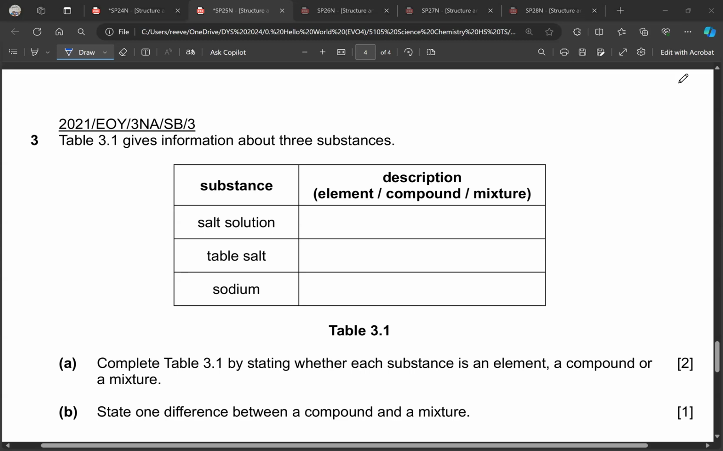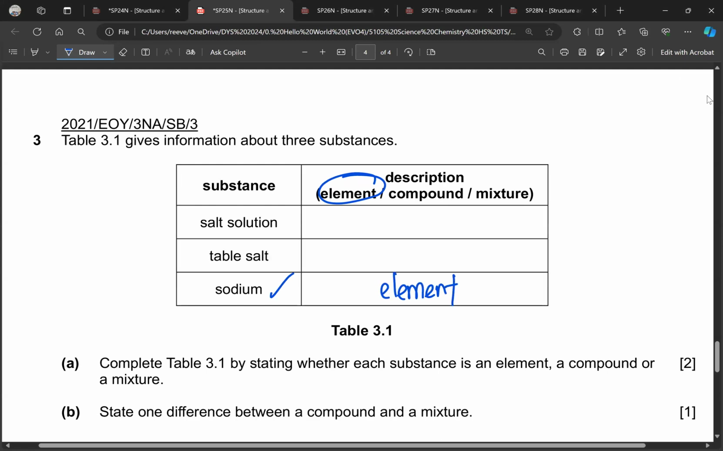Okay, for question 3, they ask you to write down whether it is an element, compound, or mixture. So first question, must it be one each, or can it be all compound or all mixture? So how do I know? First, it's always easiest to find the element. If you can find it in the periodic table, it means element. So the answer is sodium. Sodium is the element. You can find sodium in group 1.